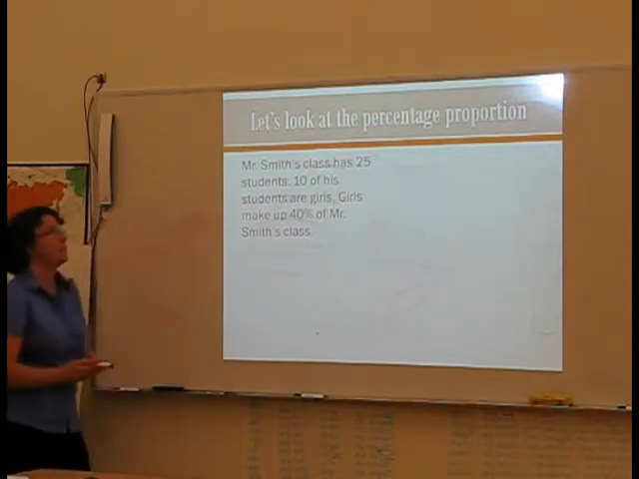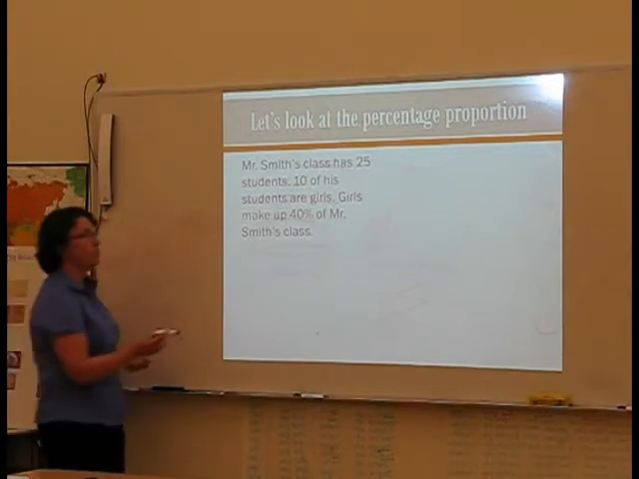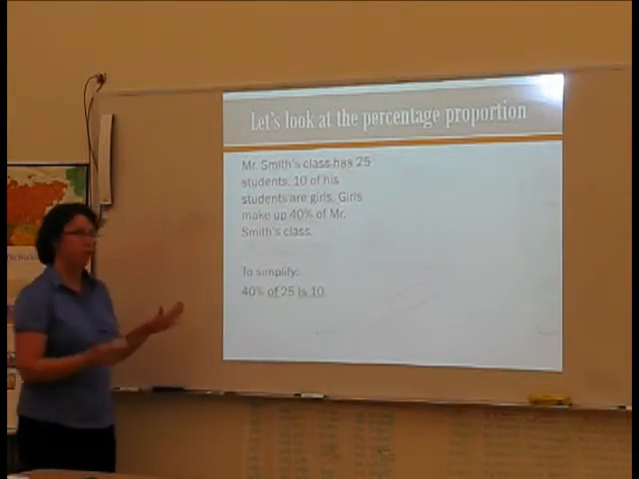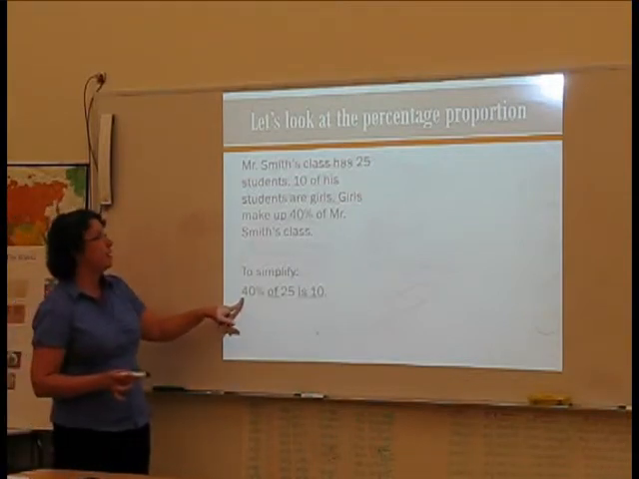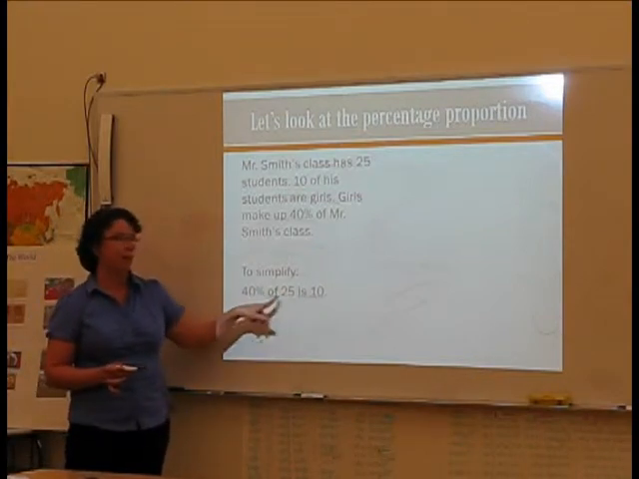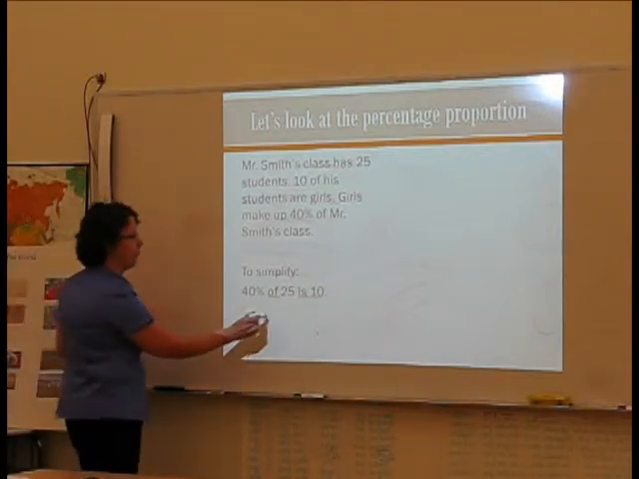Mr. Smith's class has 25 students. 10 of the students are girls. Girls make up 40% of Mr. Smith's class. To simplify, another way to say this would be 40% of 25 is 10. I like the is and the of because I can use percent over 100 equals is over of instead of part over whole, but either way is fine.